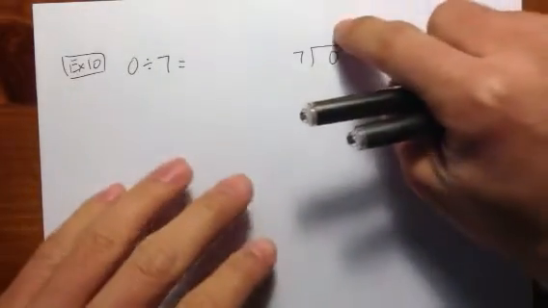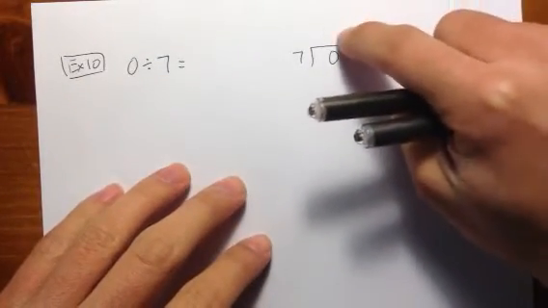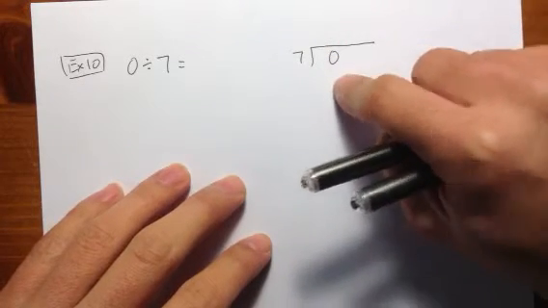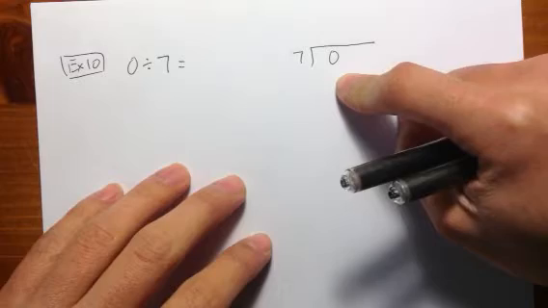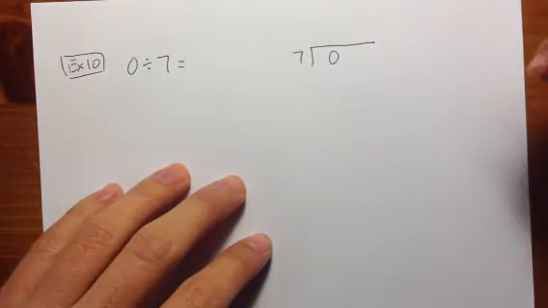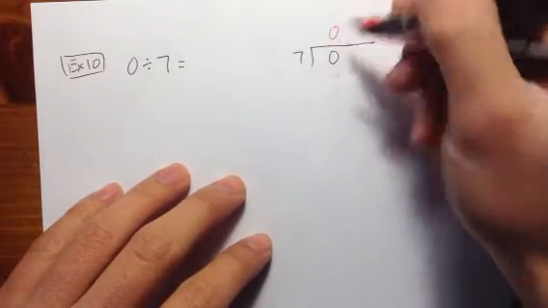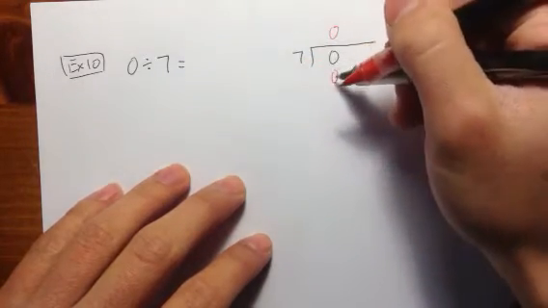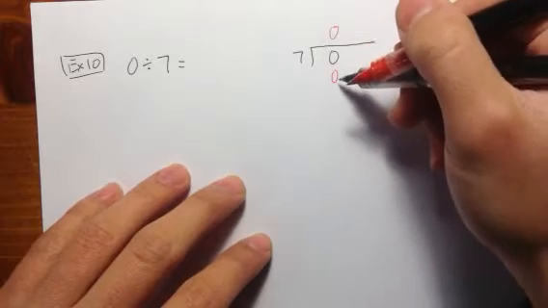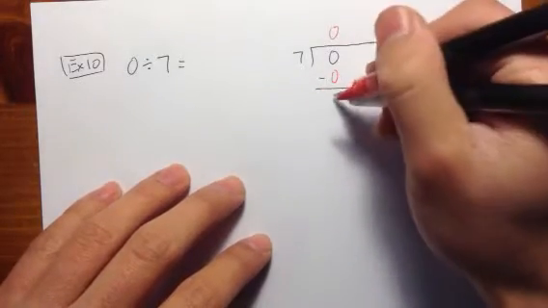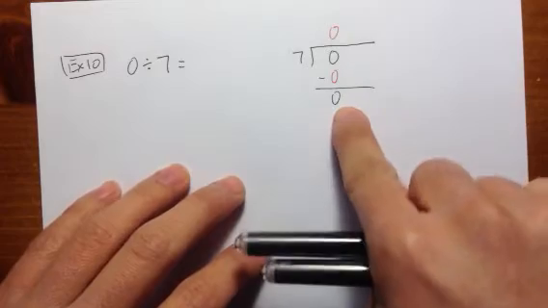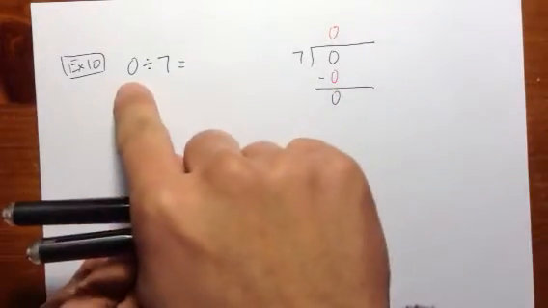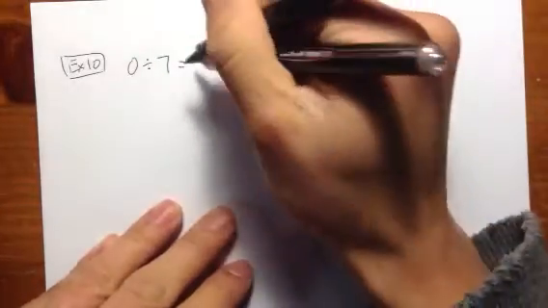And then, to figure out the answer, you have to ask yourself, what times 7 will give you 0? And the only way to do that is the number 0. 0 times 7 is 0. And when you subtract 0 minus this 0 in black minus this 0 in red, it's 0. When the remainder is 0, you are done. And that's the answer. Therefore, 0 divided by 7 is 0.